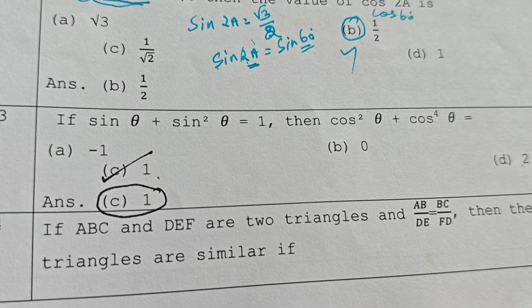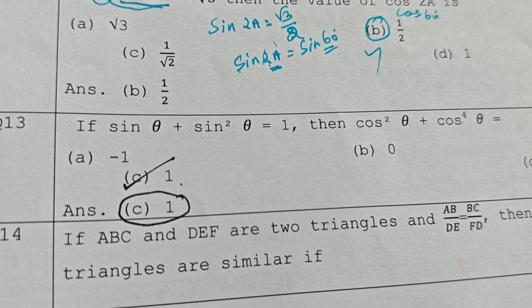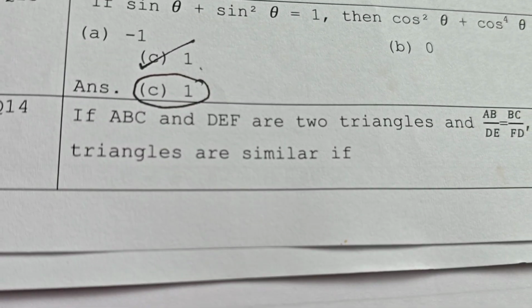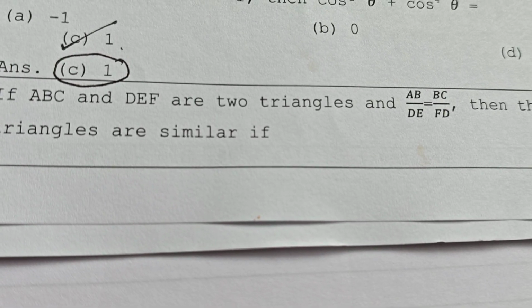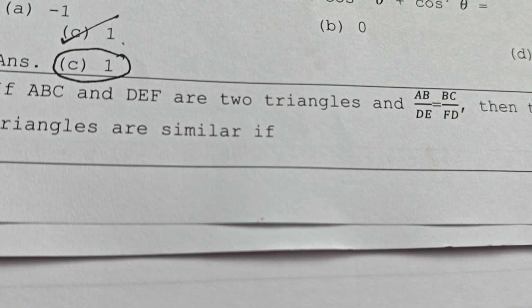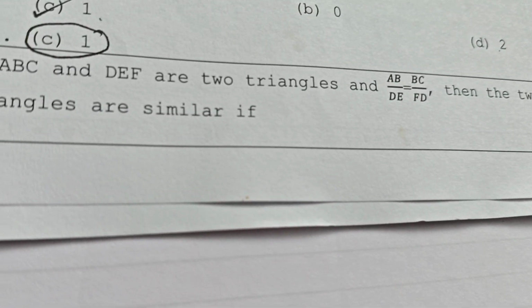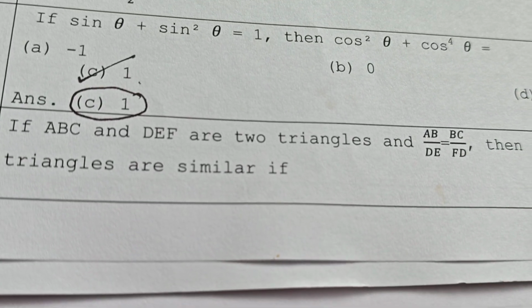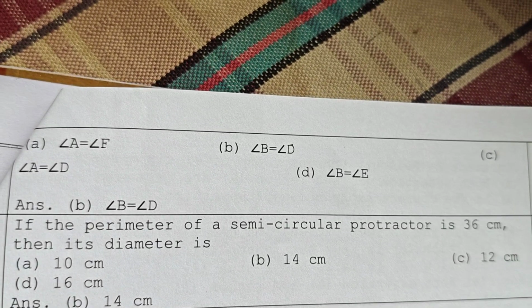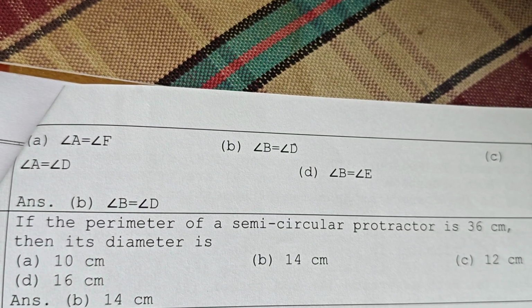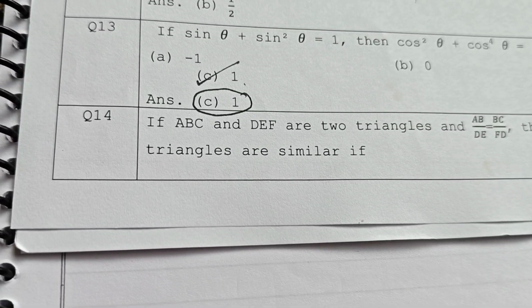1, because we converted the cos square plus cos power 4 as sin theta plus sin square theta. Now question 14. If ABC and DEF are two triangles and AB by DE equals BC by FD, then the two triangles are similar if, and they give us 4 options. Which option is satisfied to make those triangles similar?